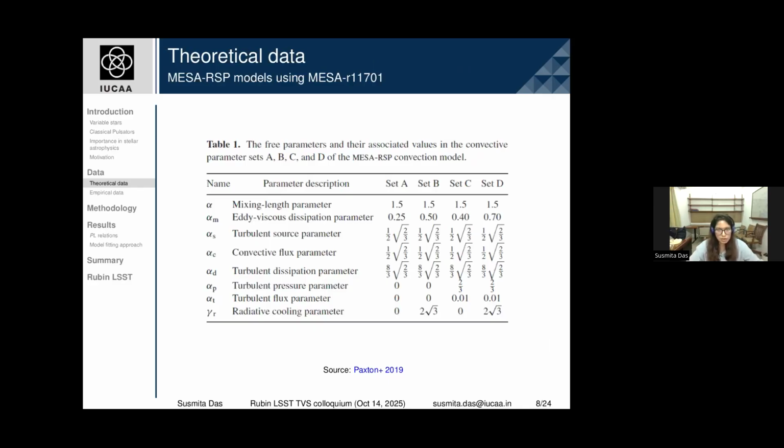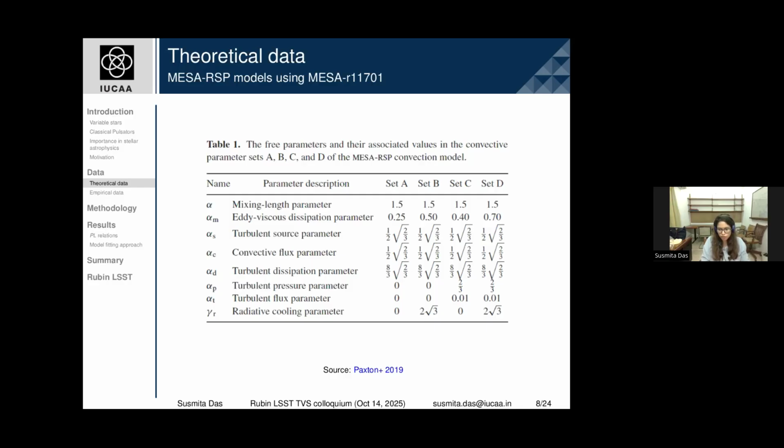But before that, there are of course different versions of MESA. The one that we used is this one. We also keep comparing with the latest MESA-RSP version to make sure that results are still consistent. Here is a table that shows different convection parameters. If you remember, we said that we study the effect of metallicity, but we also study the effect of convection parameters. Because with pulsation models, the choice of convection parameters plays a huge role in the light curve structure as well as the pulsation period.